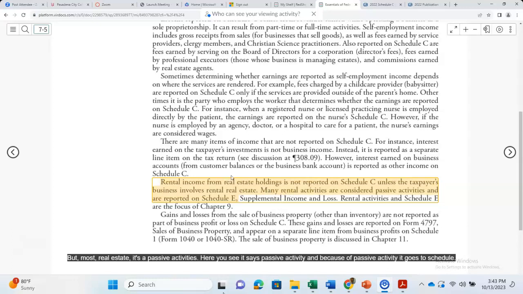But most real estate, it's a passive activity. Here you see it says passive activity. And because of passive activity, it goes to Schedule E.